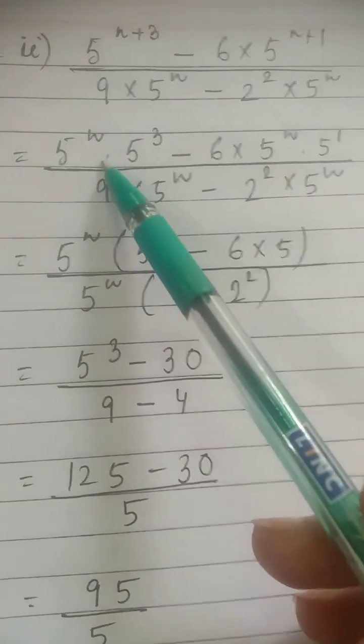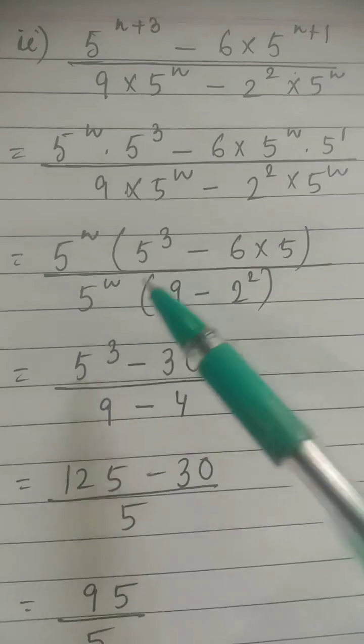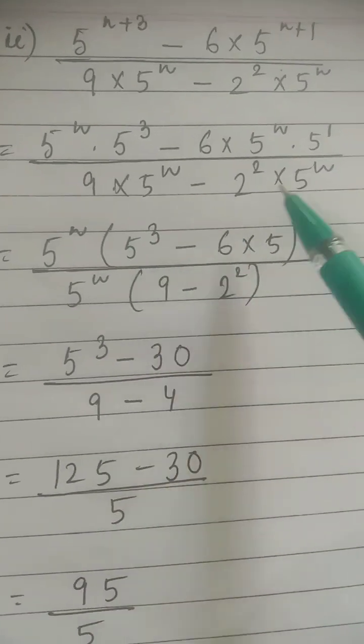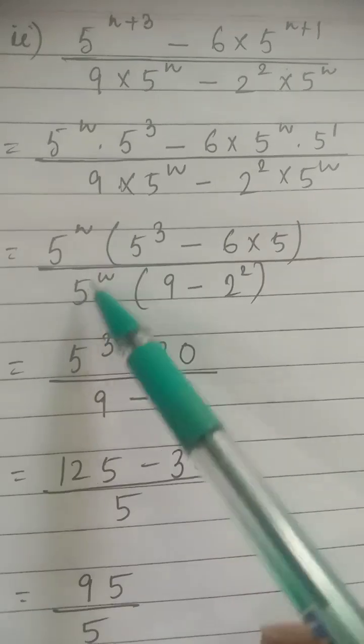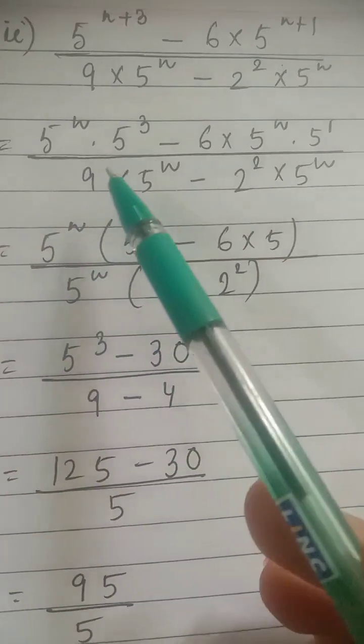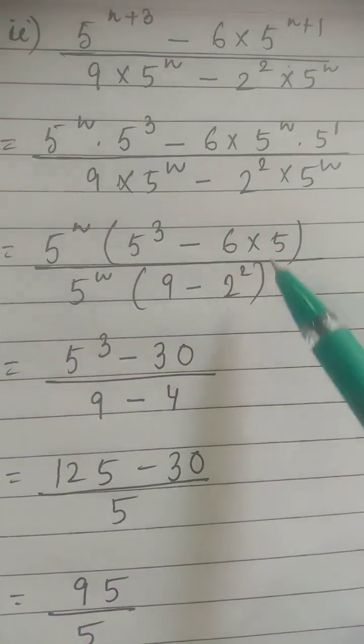Now if you take 5 to the power n common, you'll get 5 cube minus 6 into 5. And here also, if you take 5 to the power n common, you'll get 9 minus 2 square.